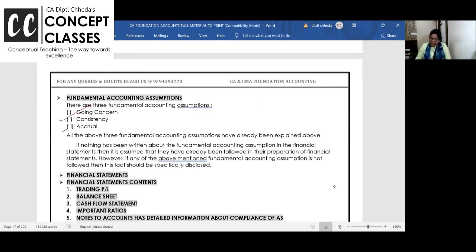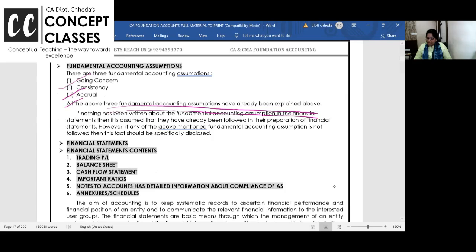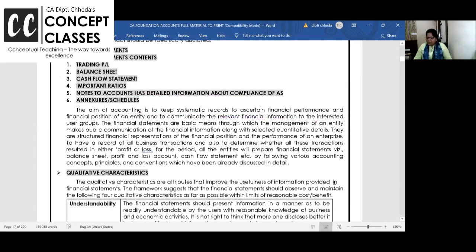Now see, same thing is repeated. What are the fundamental accounting assumptions? Going concern, consistency, accrual. All the three fundamental accounting assumptions I've already discussed in detail. Okay, right? So that's all.